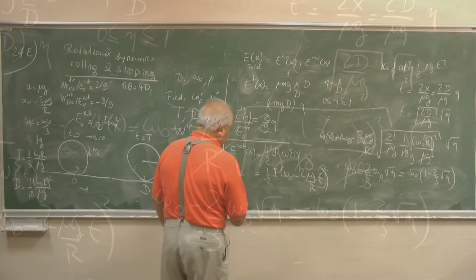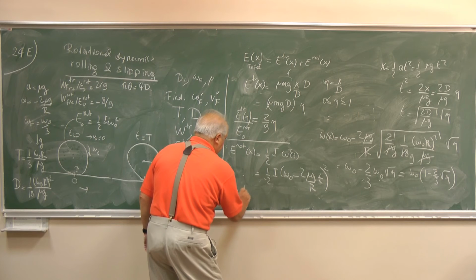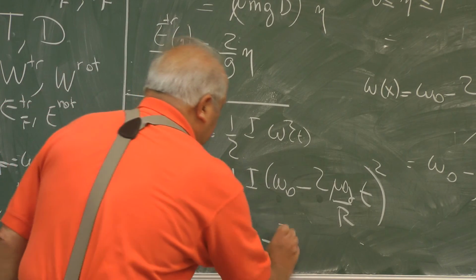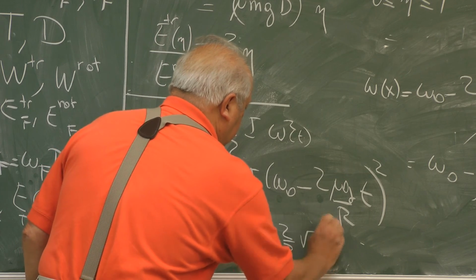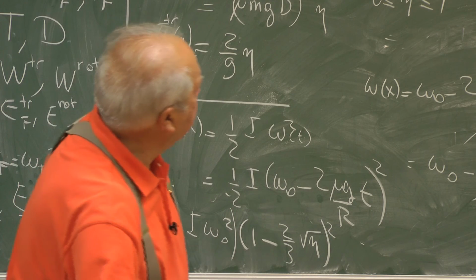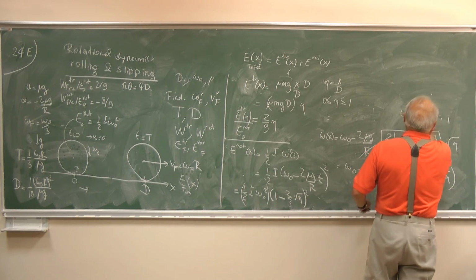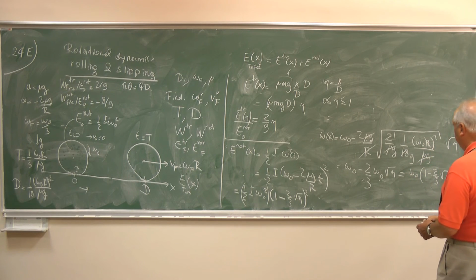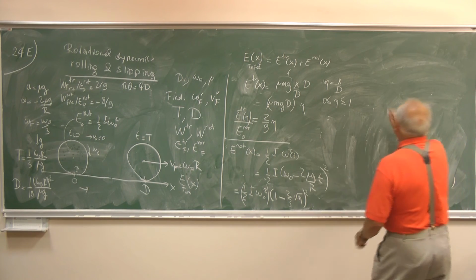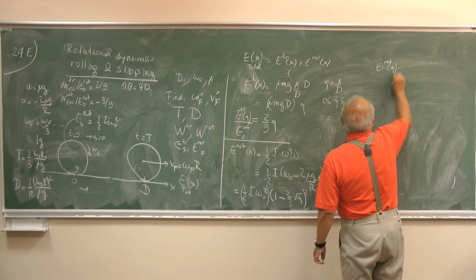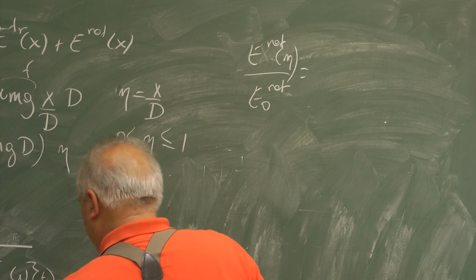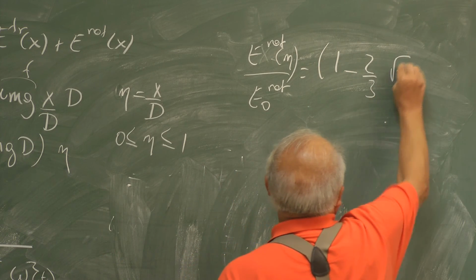Now, I will write the rotational energy as 1/2 I omega 0 square times 1 minus 2 over 3 root eta, squared. So this is simply the initial rotational energy times that factor. So E rotational at eta divided by E0 rotational is 1 minus 2 over 3 root eta, squared.